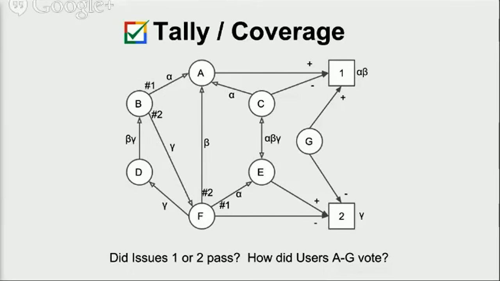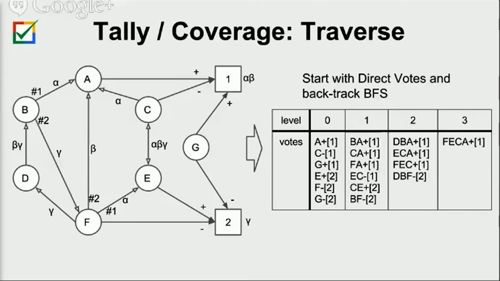I am interested. Okay, so let's take an example, and I'll show how the tally and coverage algorithm work. We've got this whole graph here, and we want to say, did issue 1 or did issue 2 pass? And how did these people vote? Well, let's find out. So the first phase is we start with the issues, and level 0 is we take all the direct votes. So for issue 1, we take all the direct paths to it, and the same for issue 2, and then we just do breadth first search going backwards.